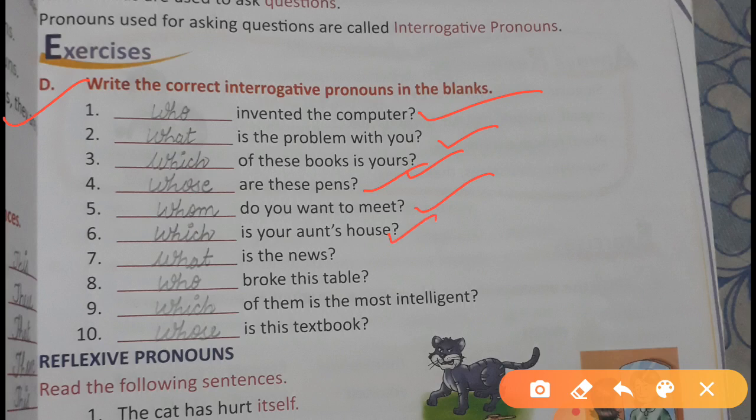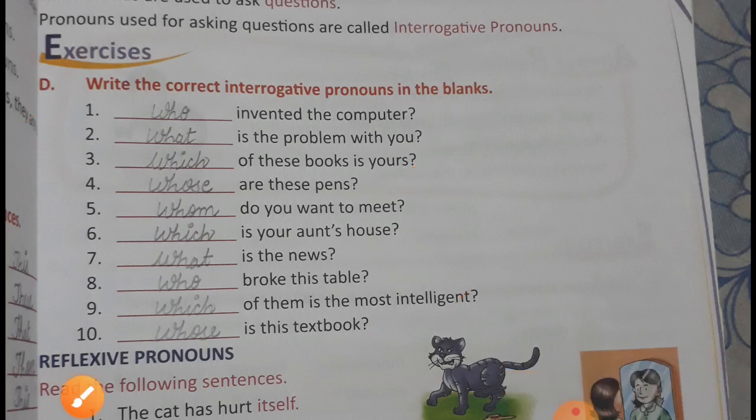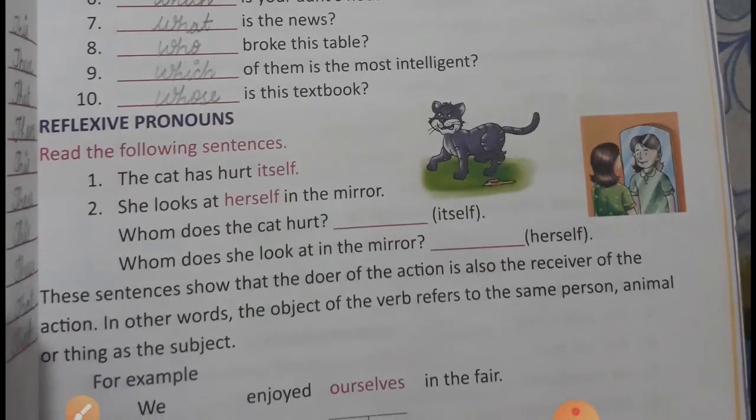Seventh, what is the news. Eighth, who broke this table. Ninth, which of them is the most intelligent. Tenth, whose is this textbook. So in this way you all have to write. You can take a screenshot after pausing this video. Now come on, next.